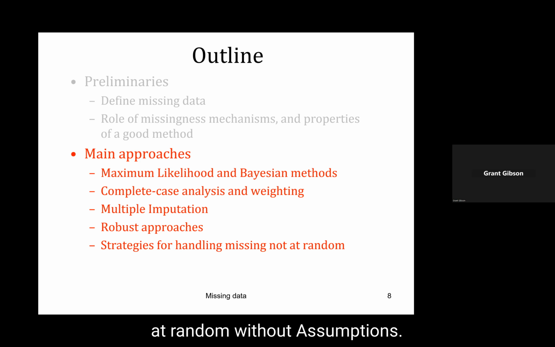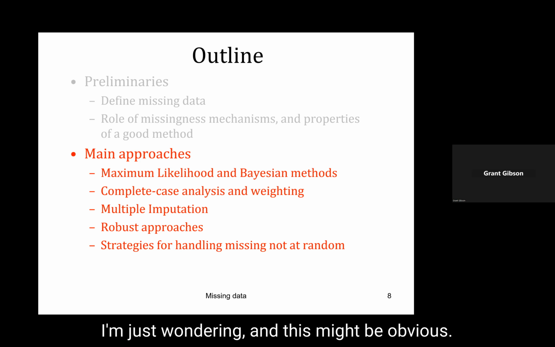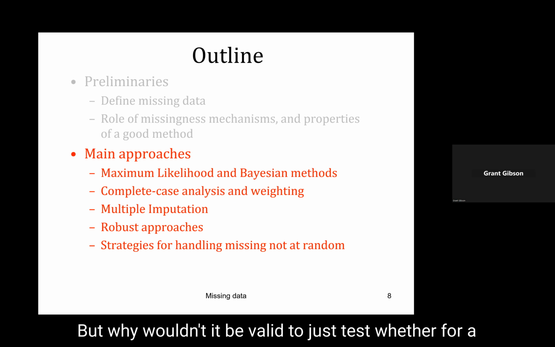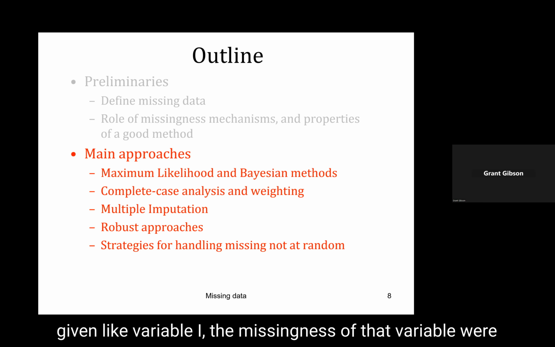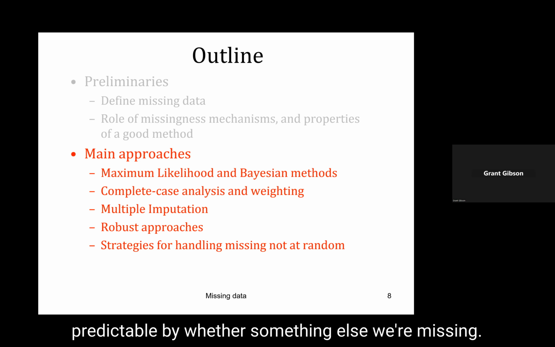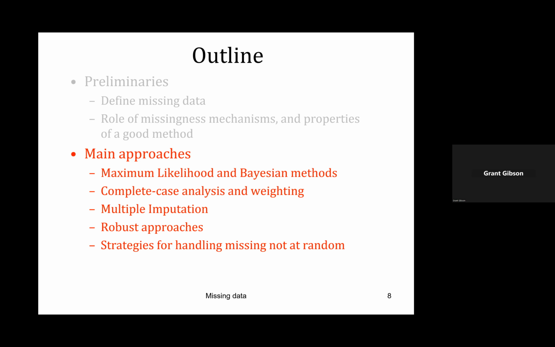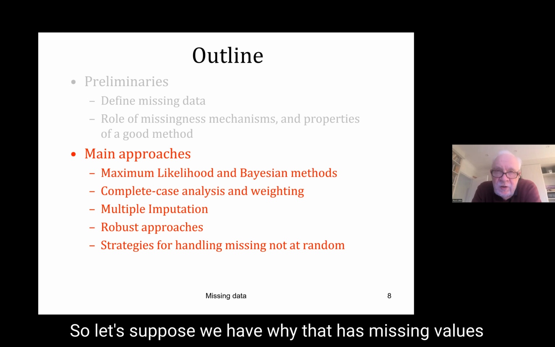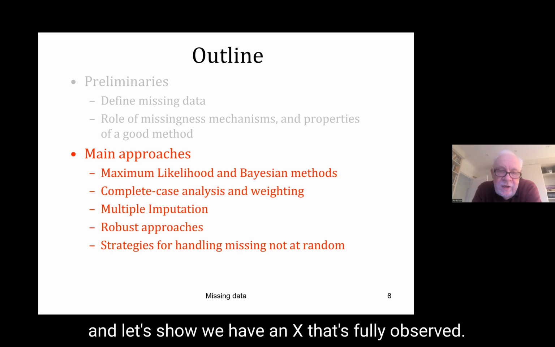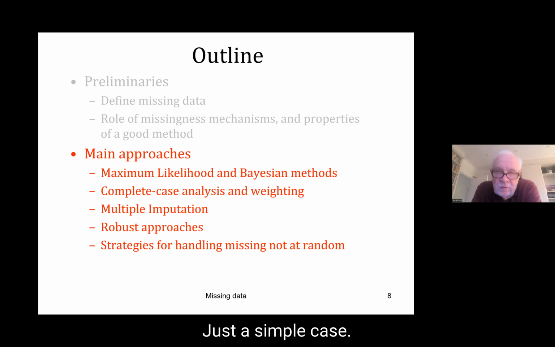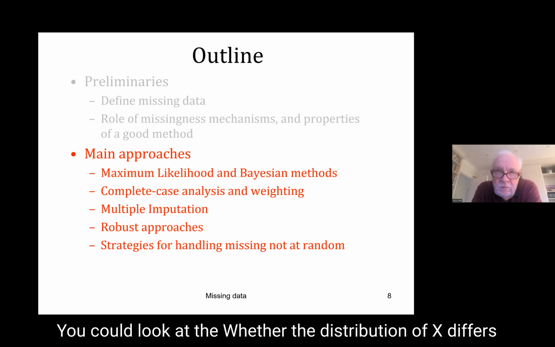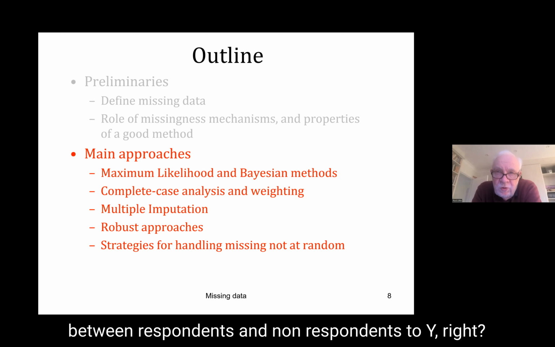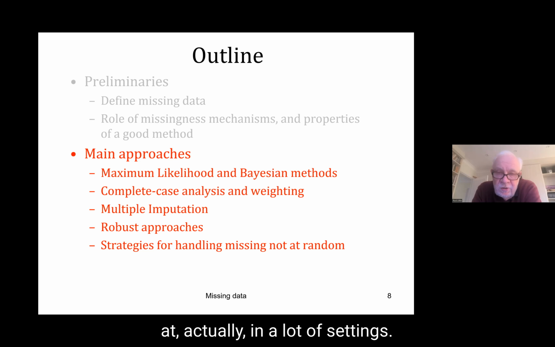You said you can't test missing at random without assumptions. Just wondering, and this might be obvious, but why wouldn't it be valid to just test whether, for a given variable, the missingness of that variable were predictable by whether something else were missing? So let's suppose we have y that has missing values, and then we have an x that's fully observed. Just a simple case. You could look at whether the distribution of x differs between respondents and non-respondents to y, right? And that's a good thing to look at, actually, in a lot of settings. But that's really testing for missing completely at random.